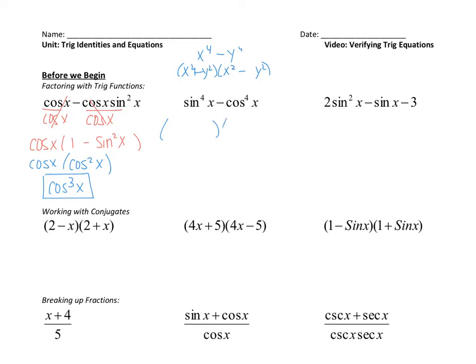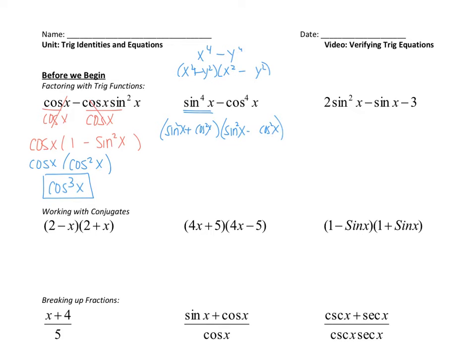We're going to break this up into two open parentheses. Let's break up the sine to the fourth. So this would be sine squared x and sine squared x. And then we can break up cosine to the fourth as cos squared x and cos squared x, with a plus or a minus in the middle.